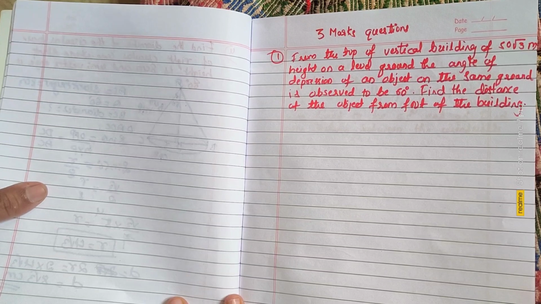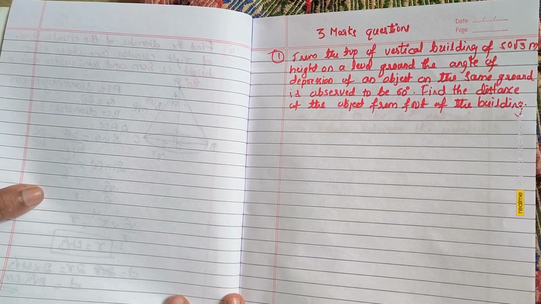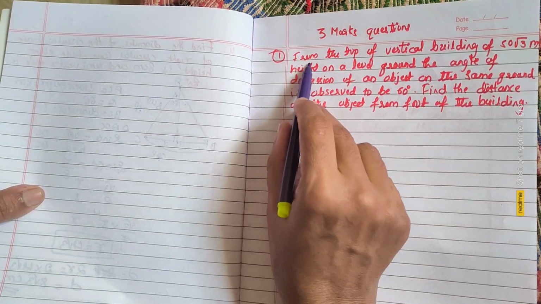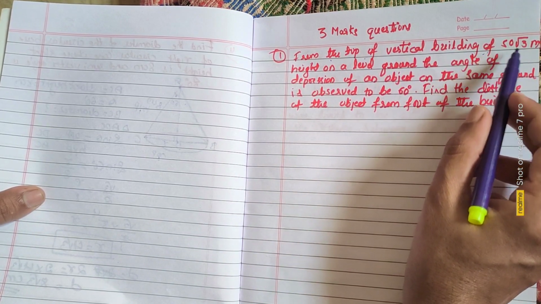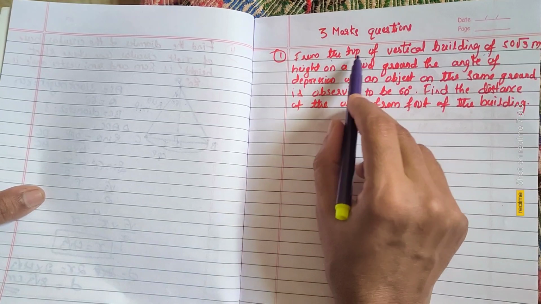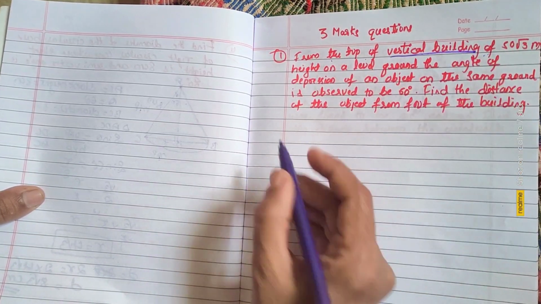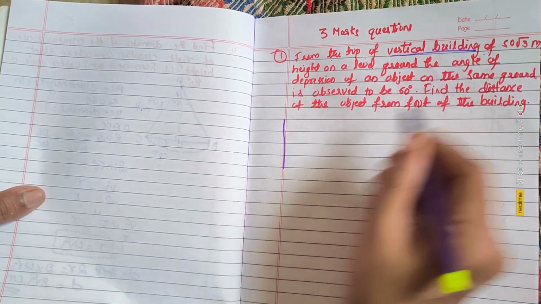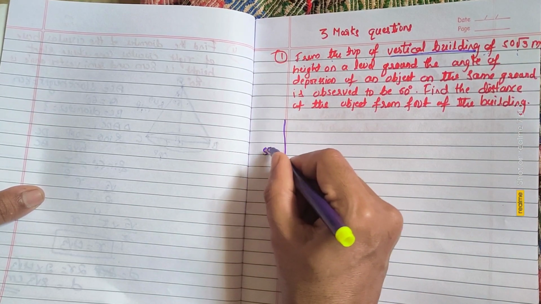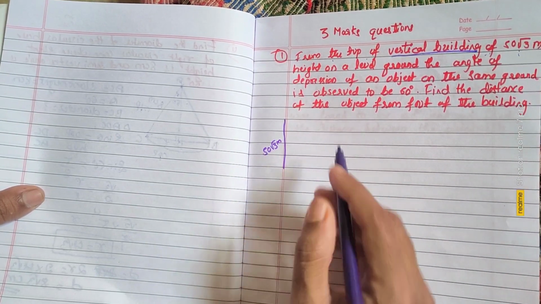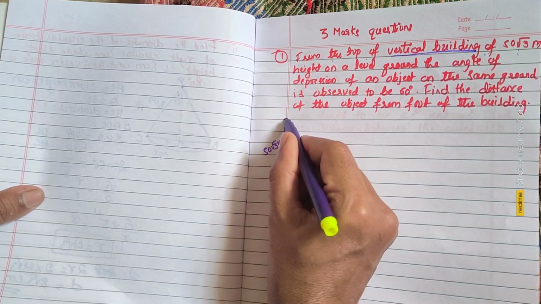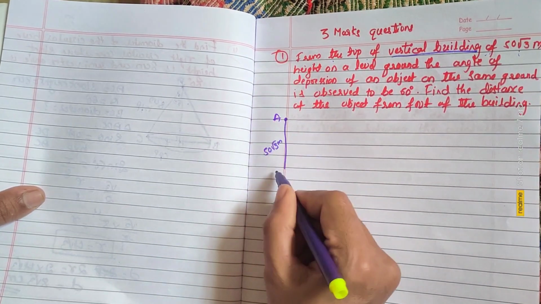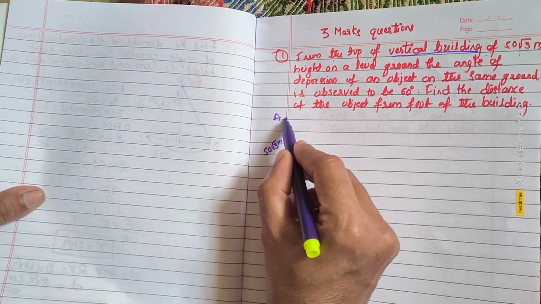So here I will cover 3 marks questions. The first question is: from the top of a vertical building of 50 root 3 meter height. So they have given a vertical building, the height is 50 root 3 meter. From the top of the building means this is the top of the building. I take this as AB. This is the top of the building.